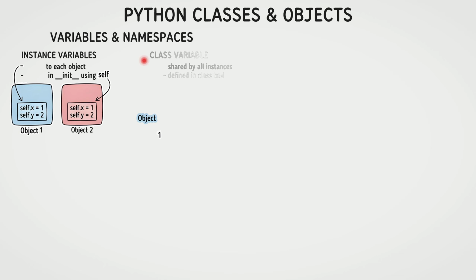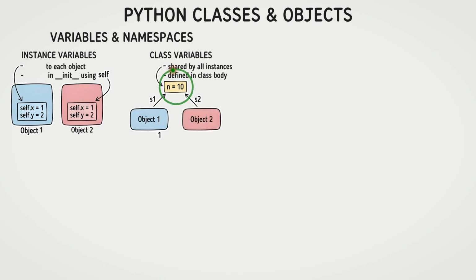On the other hand, we have class variables. These are defined directly in the class body and are shared by all instances of that class. Notice how both objects s1 and s2 point to the exact same variable n, which equals 10. This sharing behavior is managed through what we call namespaces.